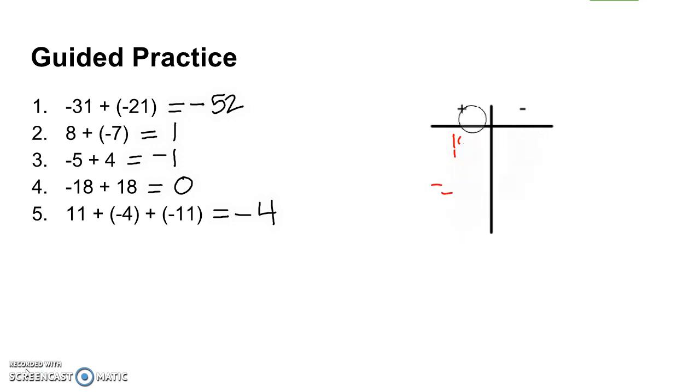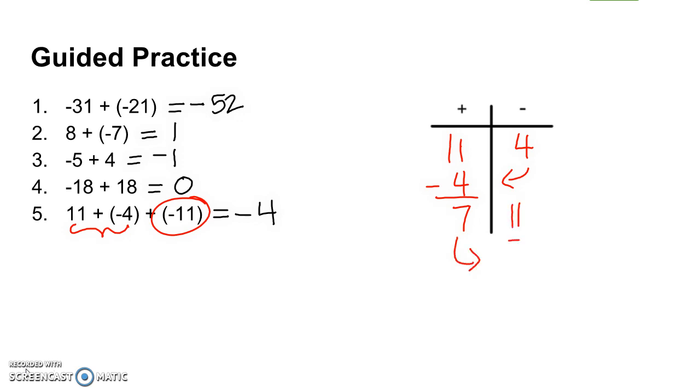And then when we have 3 numbers, we're just going to work from left to right. So I'm going to start with the first 2 numbers, 11 plus negative 4. Bring over the smaller one and subtract. That's 7. Then I'm going to add in the negative 11. So that will be right here, 11. Bring over the smaller number and subtract. And that would be negative 4 for my answer. Questions about that, just ask me. Adding and subtracting using the T-chart.